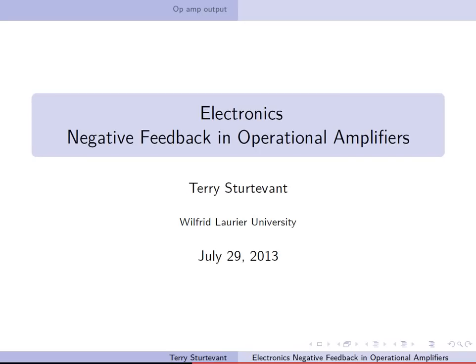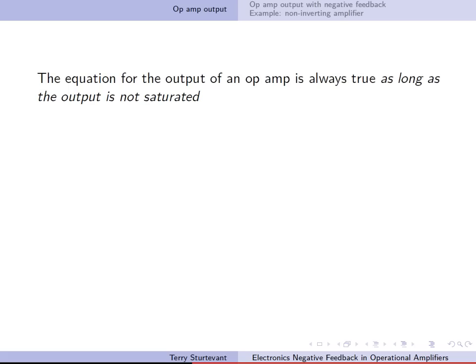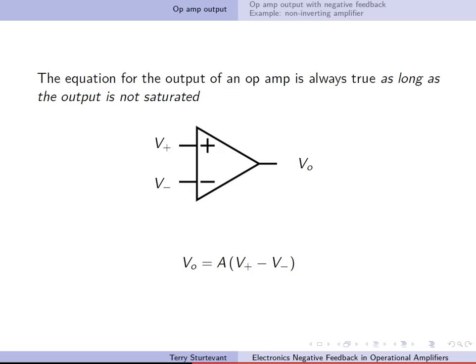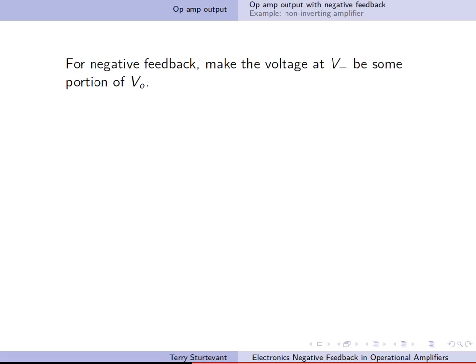This video is about negative feedback in operational amplifier circuits. The equation for the output of an op-amp is always true as long as the output is not saturated. So, remember the op-amp has two inputs and an output, and the output is proportional to the difference between the non-inverting input and the inverting input.